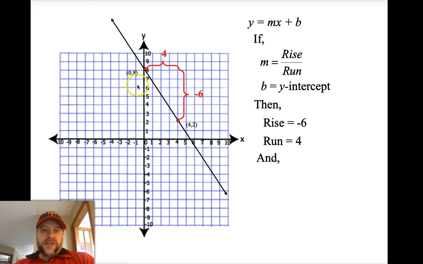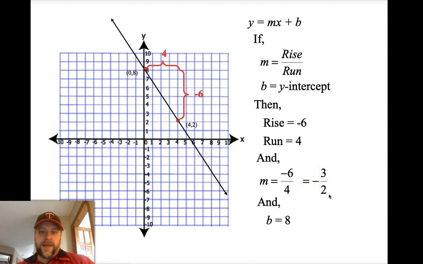What's my y-intercept? Well, I'm just going to see where it crosses this line. Not this line up here. So it goes 1, 2, 3, 4, 5, 6, 7, 8. And I know that because I already found this point, 0, 8. So 8 is my y-intercept. So there's my slope, negative 6 over 4. I can reduce that to negative 3 over 2. And then my y-intercept is 8. And I get y equals negative 3 over 2x plus 8.